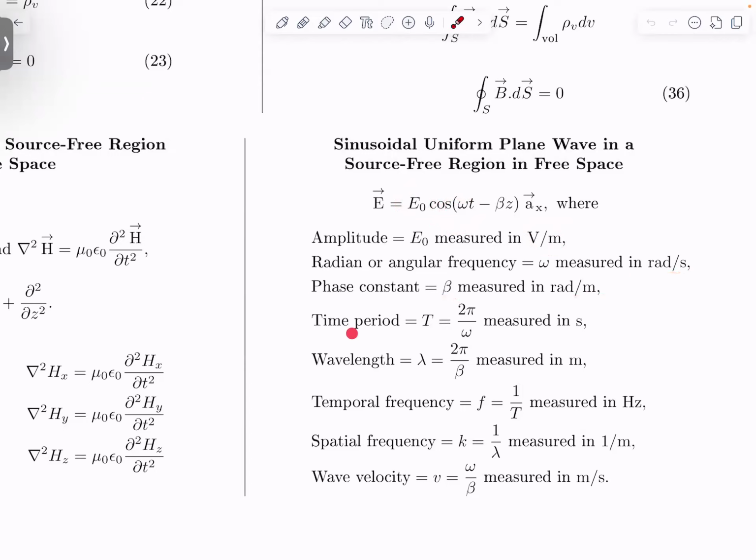When we were talking about free space, we set J equals 0 because J is related to electric field and sigma. If conductivity sigma is 0, then J is 0. For free space, there is no conductivity. But now we are talking about media that have finite conductivity as well.